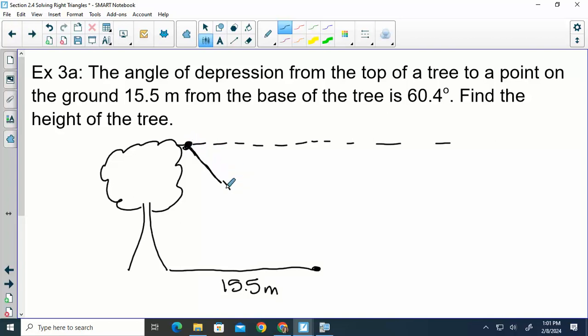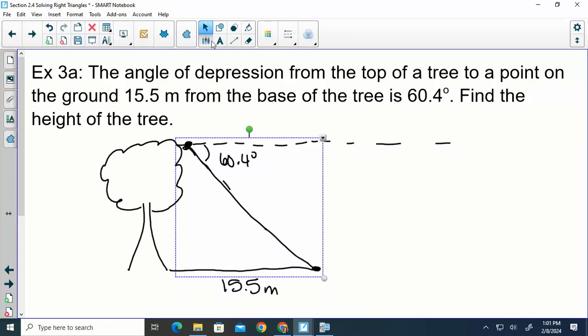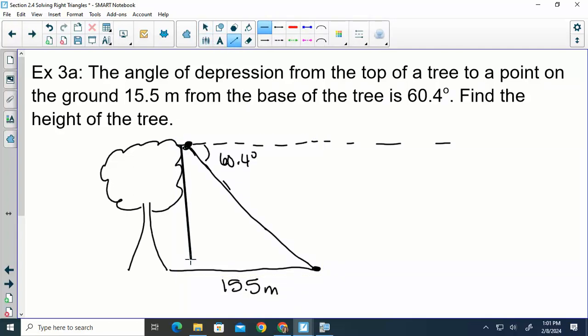Okay, so if I drew, the angle is from the horizontal down. That's 60.4 degrees. Okay, so as this is drawn, I don't really have a right triangle, but we could make one pretty easily. If we go from the top of the tree down, can we assume that's a right angle? Okay, so the angle I gave you, is it inside our triangle? No. But we need to find one inside our triangle. So subtract. 90 minus 60.4 is 29.6.